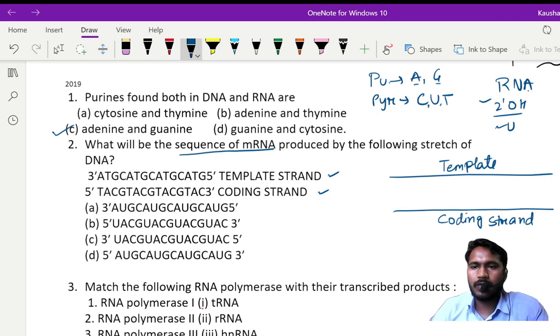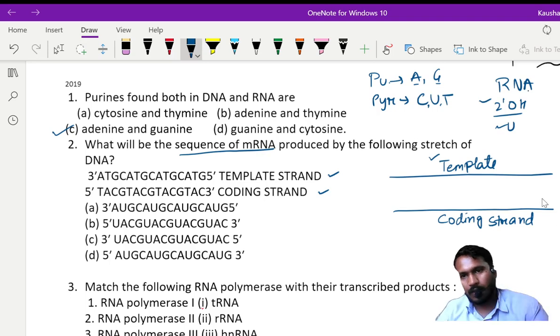Now it has other names also. Template is also called non-coding, antisense, and negative strand. Coding will be called non-template, coding strand, sense strand, and positive strand. These are the important different names, but preferably you remember these two names, template and non-template.